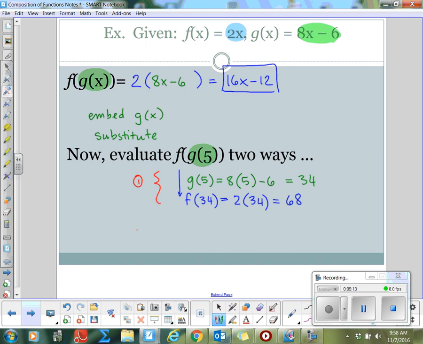To verify that, let's now find f of g of 5 using the new composite function, which says to take 16 times 5 and subtract 12. Same result from using a chain reaction process with the two functions individually.